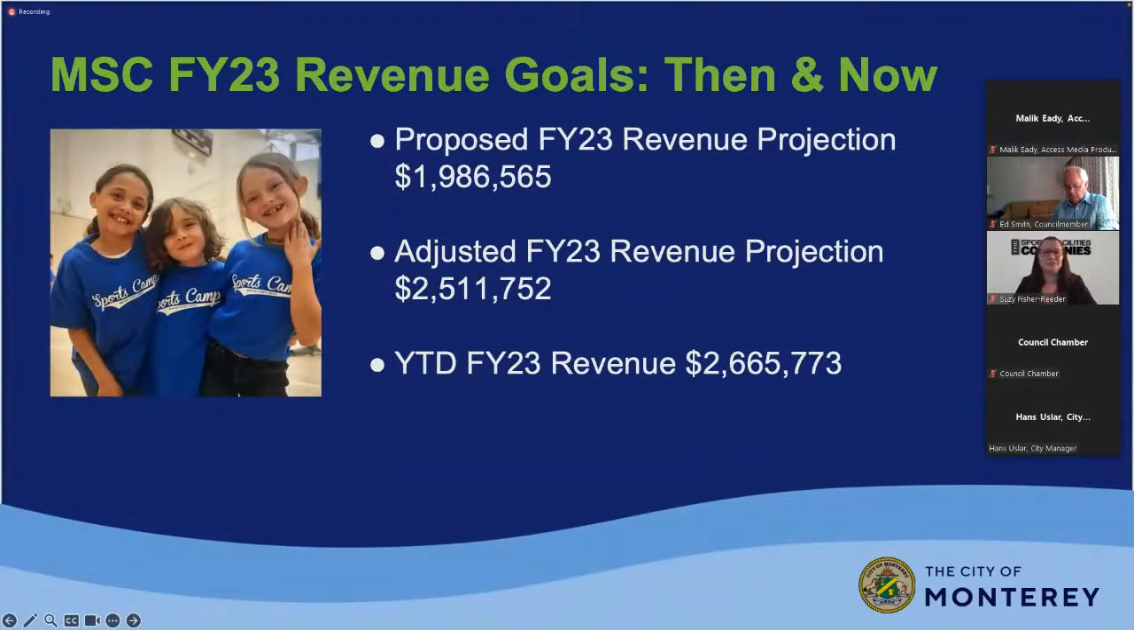As challenging as this past year has been, the Sports Center has far exceeded expectations. When we were first developing the 23 budget in January of 2022, we did not know at the time how the pandemic would affect our operations. So we originally had conservatively proposed a budget of just under $2 million in revenue, and Hans highly encouraged us to increase that to $2.5 million. And currently, year to date, with still 1 month to go in the fiscal year, the Sports Center has generated over $2.6 million, therefore reaching our goal. Reaching over 100% of fiscal 23 revenue goals.